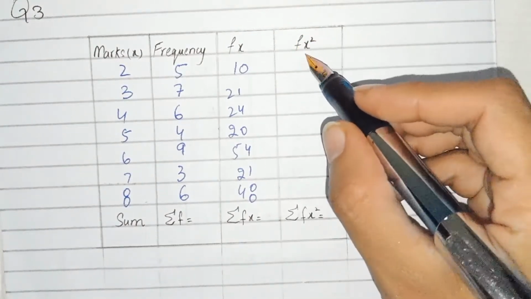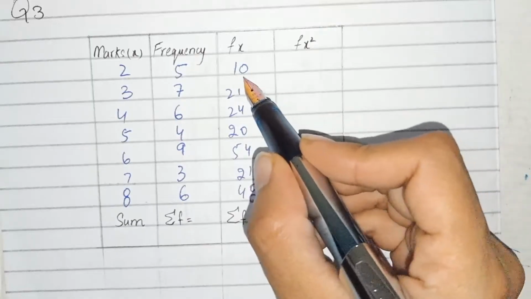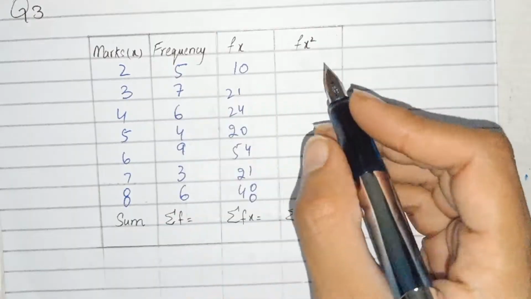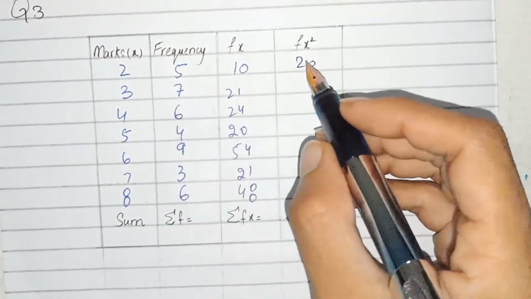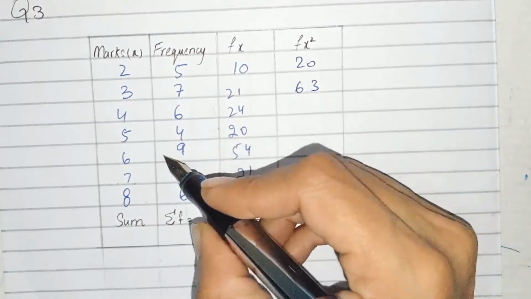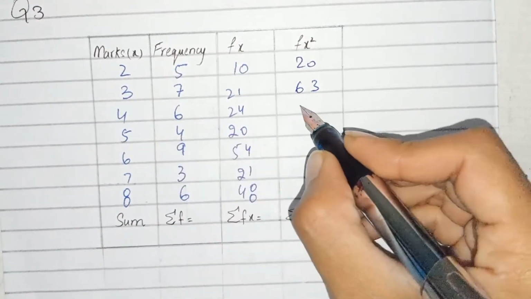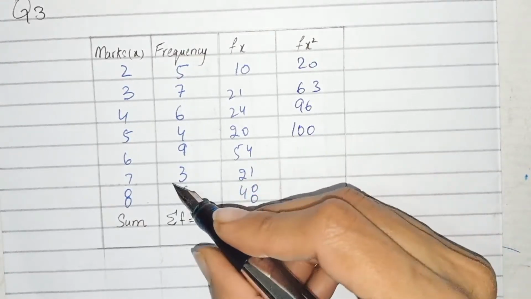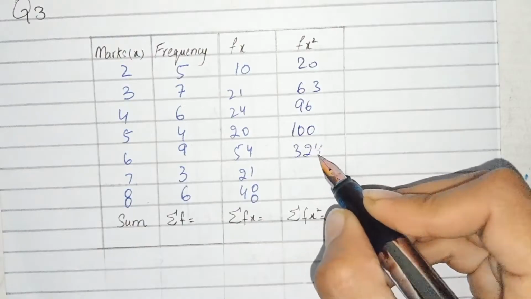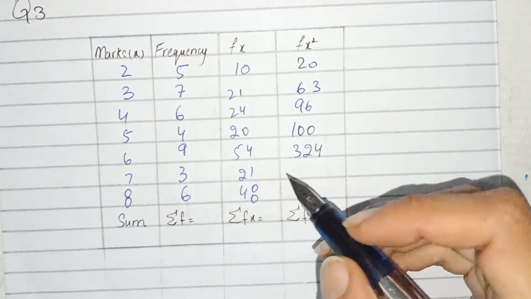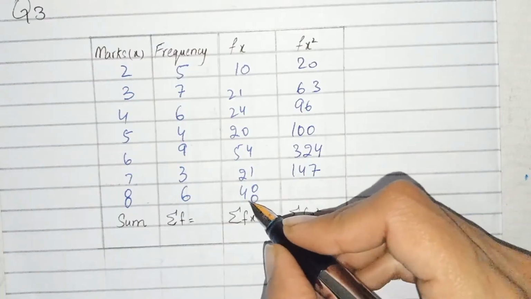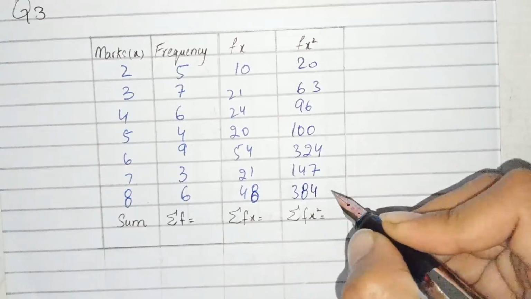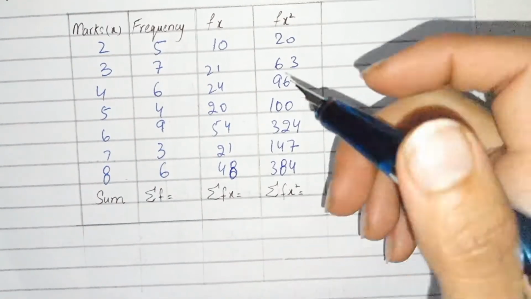Now we have to find the value of fx square. We multiply the fx value with x. So we get 20, 21 multiplied by 3 gives 63, 24 multiplied by 4 gives 96, 20 with 5 gives 100, 54 with 6 gives 324, 21 with 7 gives 147, and 48 with 8 gives 384. These are the values of fx square.